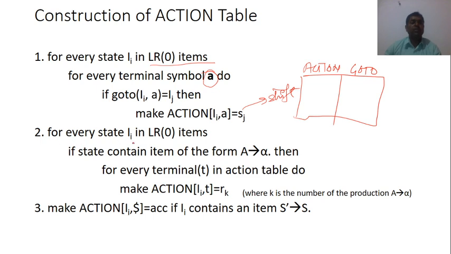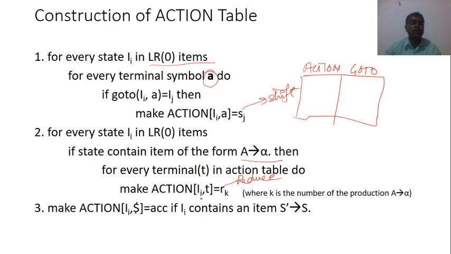Second rule, for every state Ii in LR0 items, if the state contains an item of the form A rises to alpha dot, you can just remember that dot is at the last position, then for every terminal t in the action table, make action[Ii, t] equal to Rk. R stands for reduce, where k is the number of the production A rises to alpha. What is the number that is given to A rises to alpha? That is k.